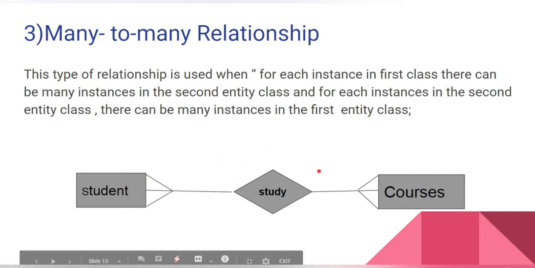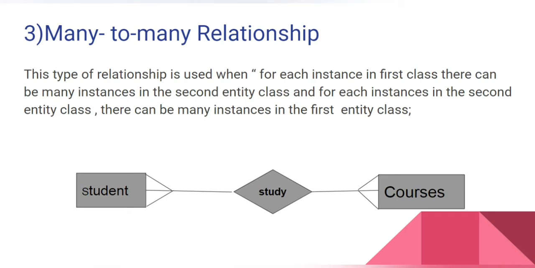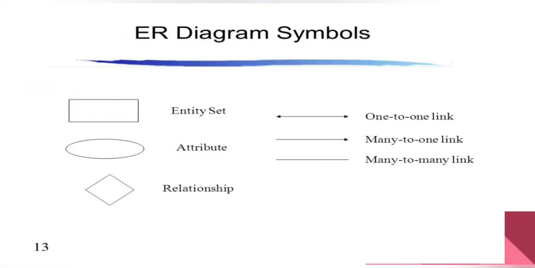In an ERD model we specify the entities, their attributes, and the relationship among the entities. So here we have the many to many relationship. If you want to create an ERD model, you first identify the entities, their attributes, and the relationship. It depends upon the situation what kind of relationship you require. So we have the ERD symbols. This is the entity symbol, this is the attribute symbol, and this is the relationship symbol. It contains one to one, many to one, and many to many links.